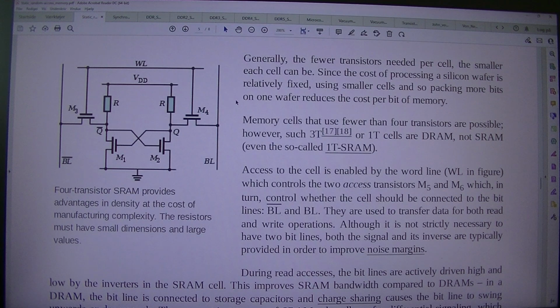Memory cells that use fewer than 4 transistors are possible. However, such 3T, 1T cells are DRAM, not SRAM. Even the so-called 1T SRAM.